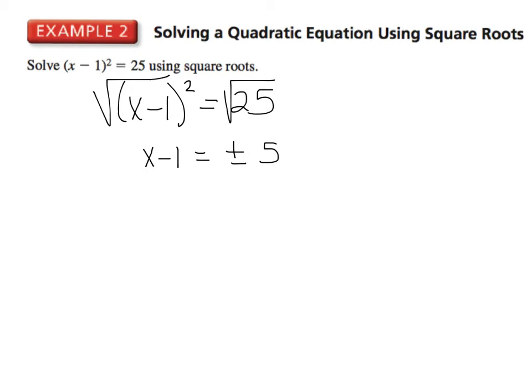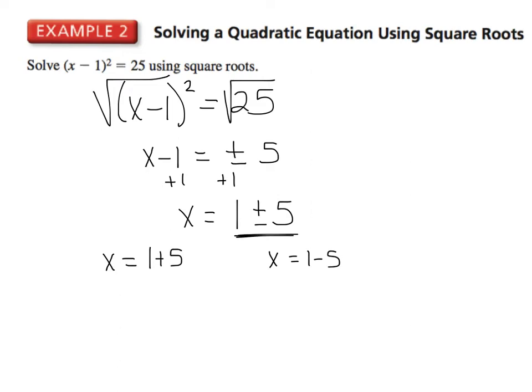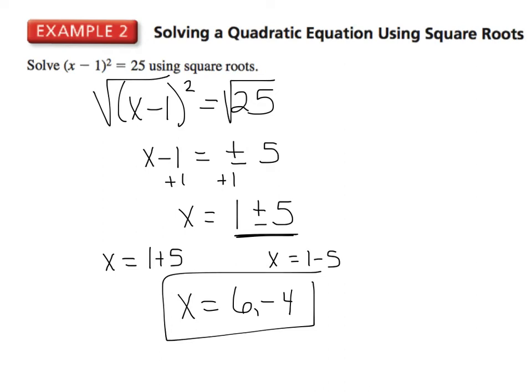I then have to add the 1 to the other side, which gives me x equals 1 plus or minus 5, which means I get two answers. X equals 1 plus 5 and x equals 1 minus 5. Now you don't need to write that, but I'm trying to show you what this means. So x equals, well, 5 plus 1 is 6, and 1 minus 5 is negative 4. So my answers are 6 and negative 4.